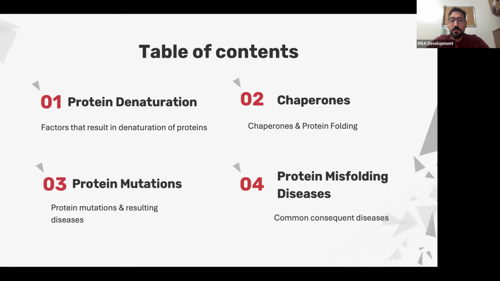The objectives here: first of all, I made a quick recap about the protein structure, which I feel is important for you guys to understand before digging deep into the concept of denaturation. So we'll start with a quick recap, then we'll talk about the specific objectives of this lecture, which are protein denaturation, the role of chaperones, protein mutations and misfolding, and protein misfolding and diseases as a conclusion. So we'll be concluding with some diseases that are related to protein misfolding and denaturation.